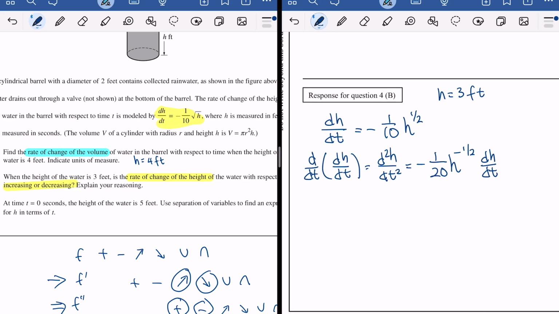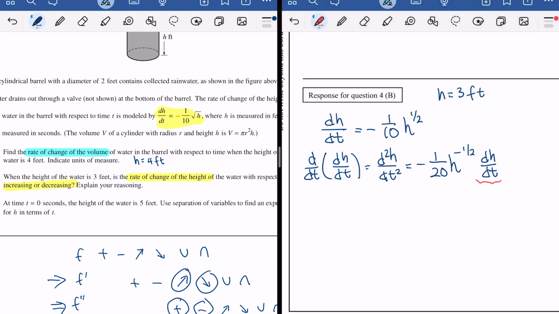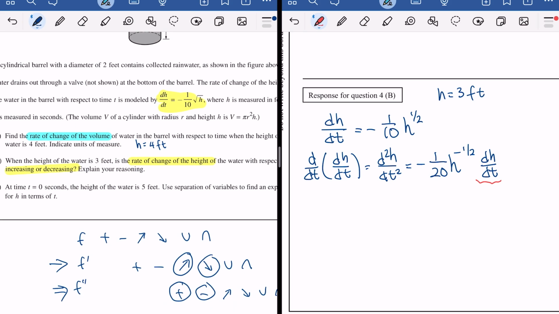Now, we do not want to leave our answer like this. We don't want a negative power. We don't want to have dh dt again. You need to replace dh dt by what the equation is, because we need to compute the second derivative when h is 3 to see if it is positive or negative. This way we can show that f prime is increasing or decreasing. So therefore, I'm going to rewrite our second derivative as negative 1 over 20 h to the 1/2 power. You can put it down here. dh dt will be the original equation, negative 1 over 10 square root of h.